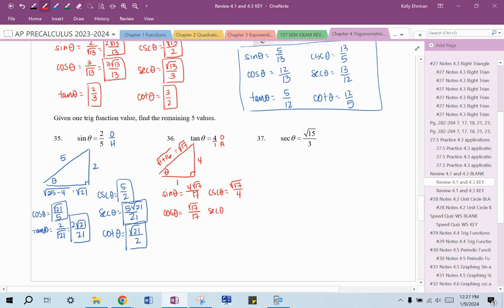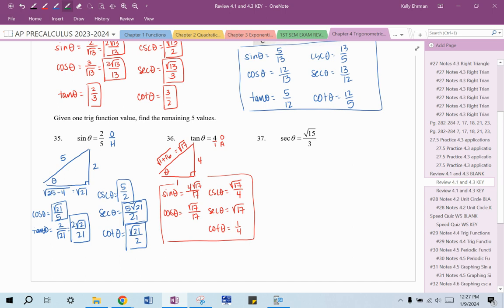And secant theta, same idea. Cosine was 1 over radical 17. So when you flip that, you get radical 17. And cotangent theta, the reciprocal of 4 is 1 over 4. All right, so here are these.